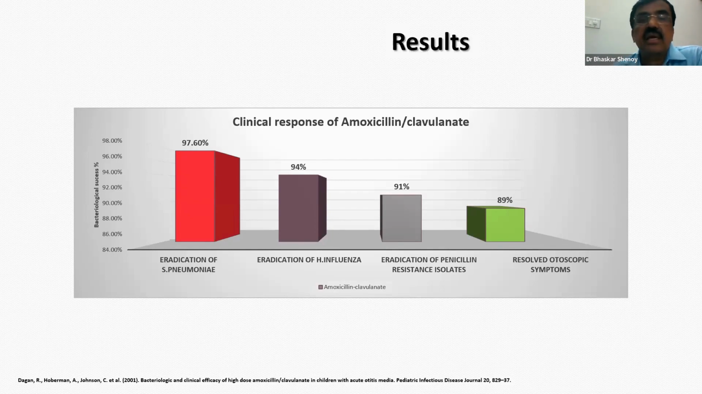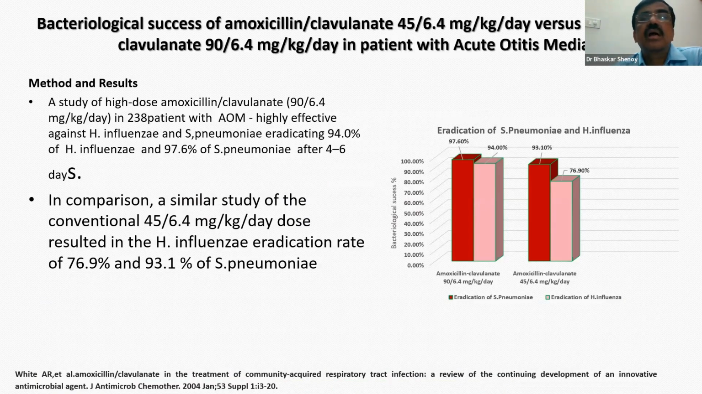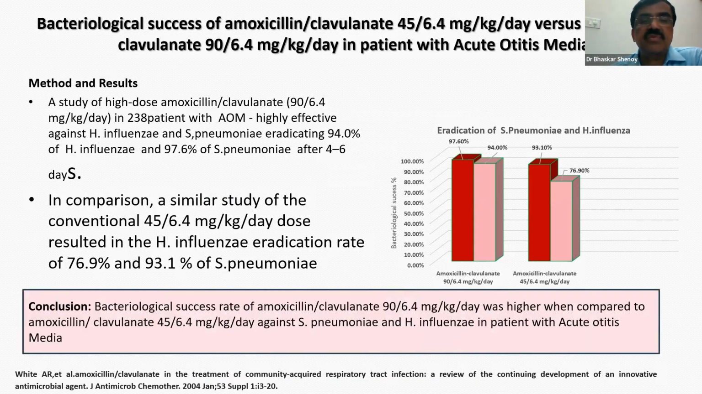For all the organisms. There is another paper by White et al. that again showed that the amoxicillin clavulanic acid combination has a great effect in eradication of Streptococcus pneumoniae and H. influenzae. It is more than 94% of the cases.